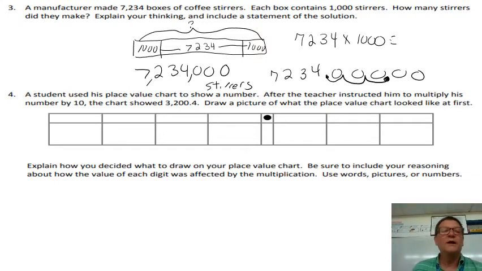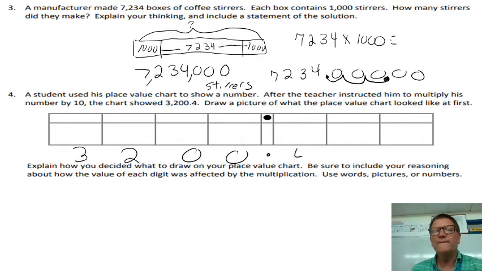Okay. Now number 4, a student used his place value chart to show a number. After the teacher instructed him to multiply his number by 10, the chart showed 3,204. Show the picture of what the place value chart looked like at first. Well, underneath it here, I'm going to just write down what he ended up with. There's 3200.4.